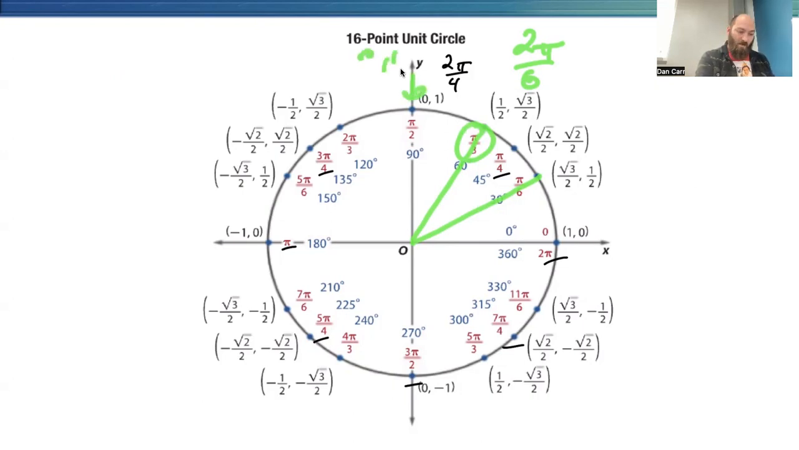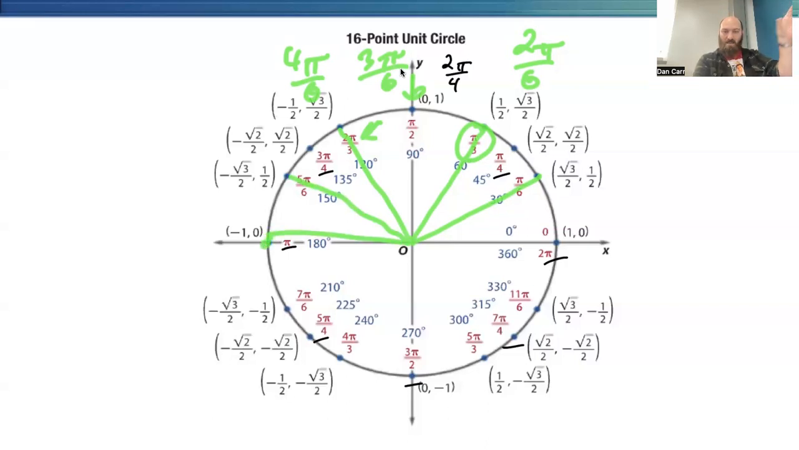So again, that's 3 pi over 6. I'm counting by sixths now. Over here is 4 pi over 6, which reduces to 2 pi over 3. 5 pi over 6, and then 6 pi over 6 puts me at pi. So what I'm doing is I'm counting by sixths. And then 7 pi over 6, 8 pi over 6, 9 pi over 6, 10 pi over 6, and then 11 pi over 6, and then back to technically 12 pi over 6.